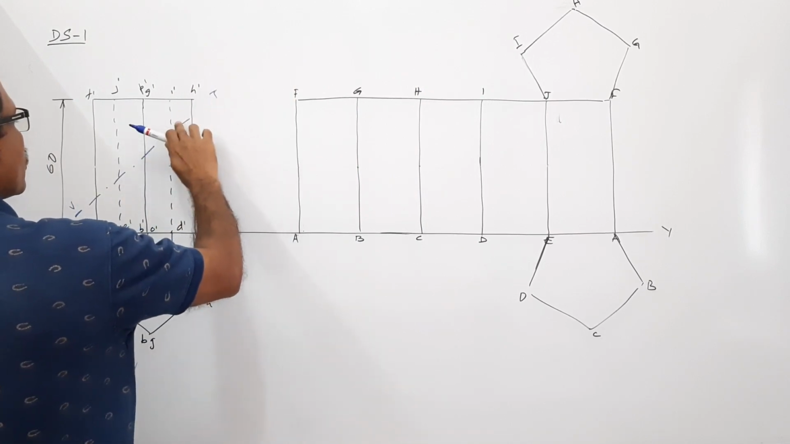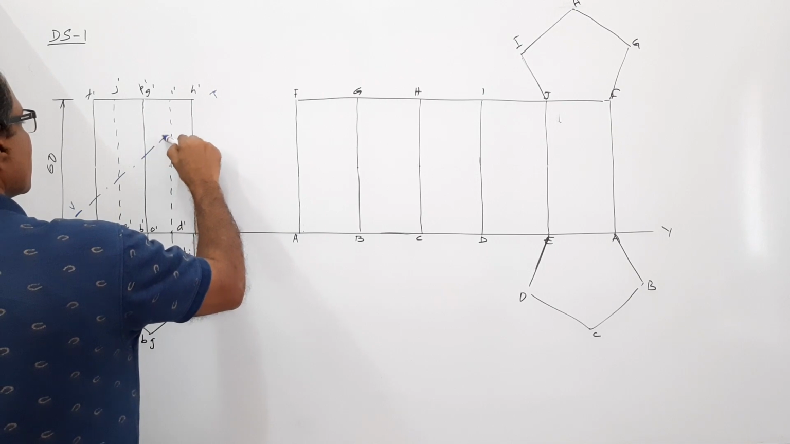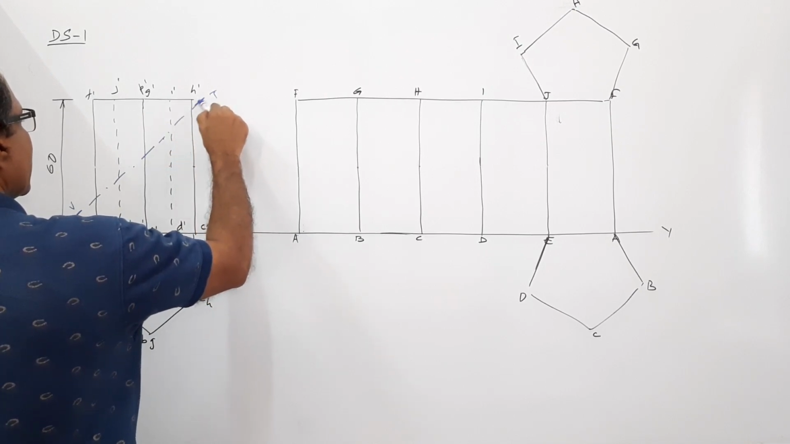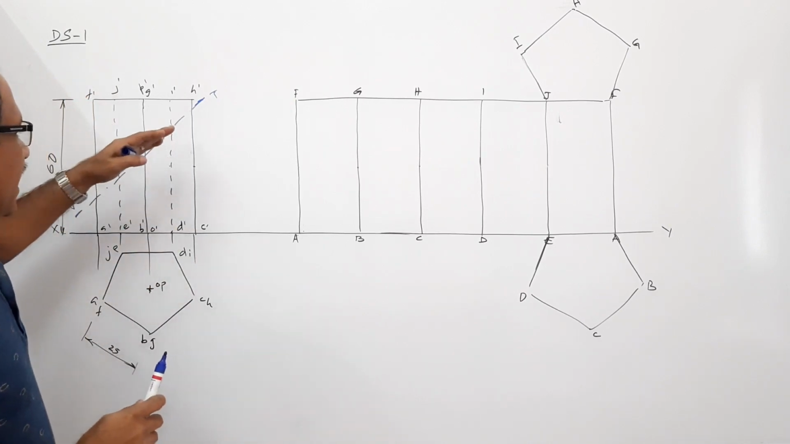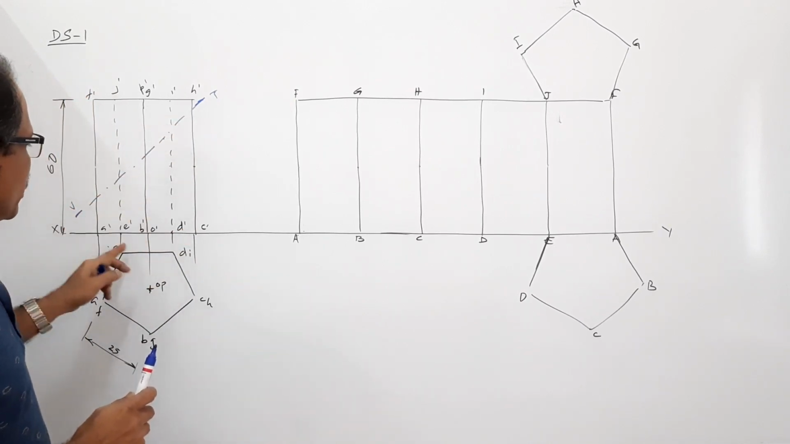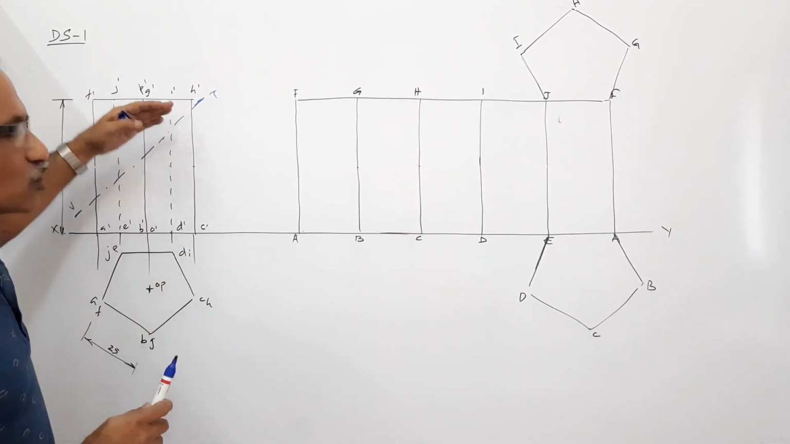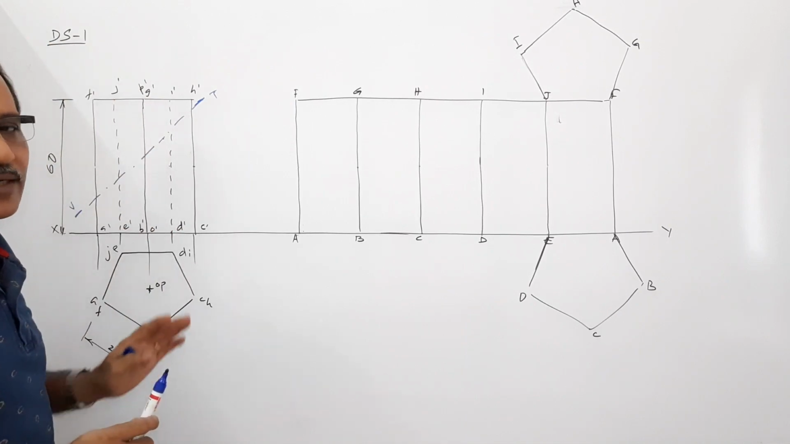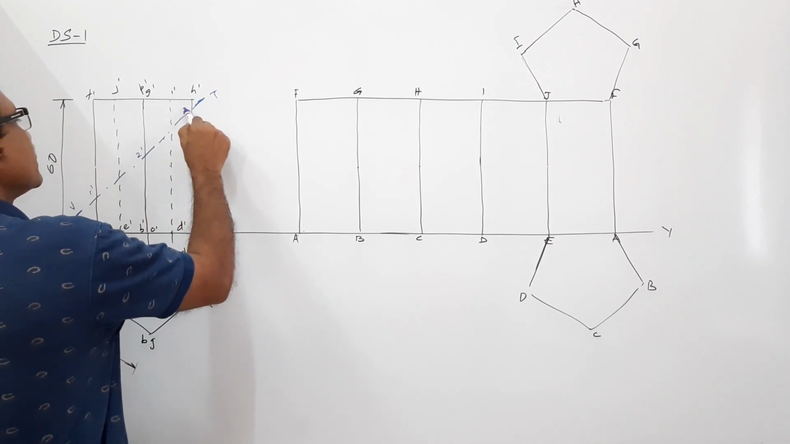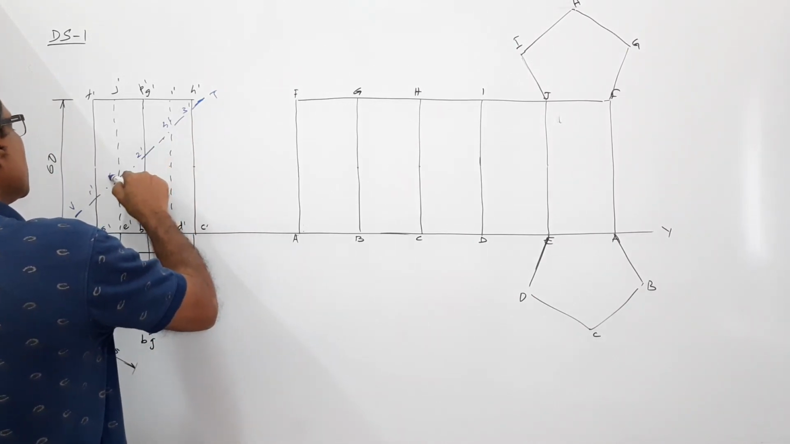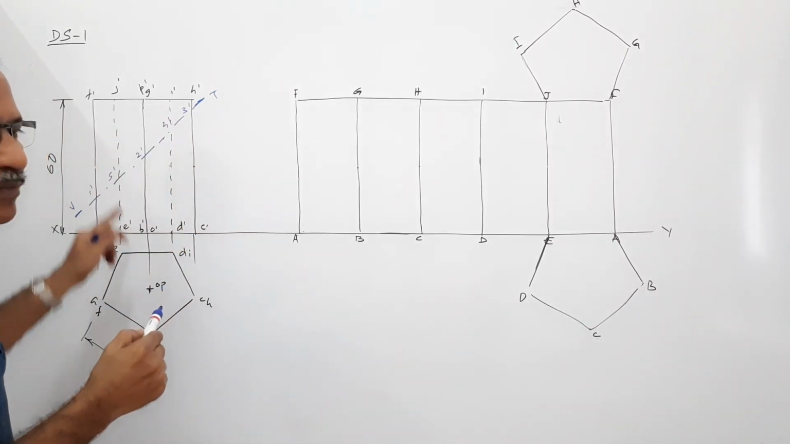cutting all the 5 vertical edges. It cuts all the 5 vertical edges. You have to darken this portion below the cutting plane. I am not doing that because the top is removed. You have to darken the portion below that. Okay. How many vertical edges? 1 dash, 2 dash, 3 dash, 4 dash, 5 dash. You have to darken the portion below the cutting plane.